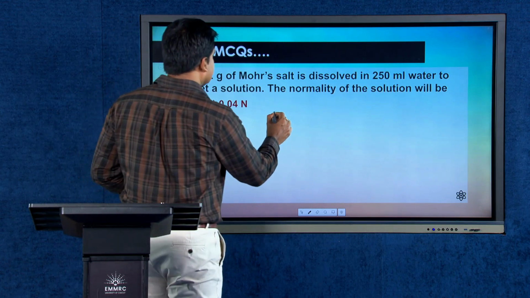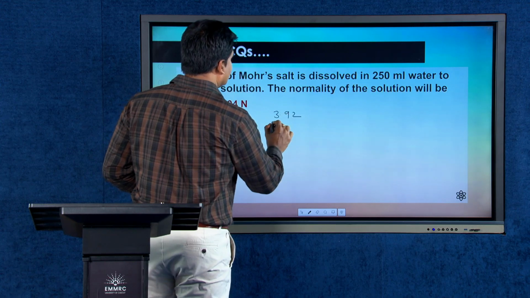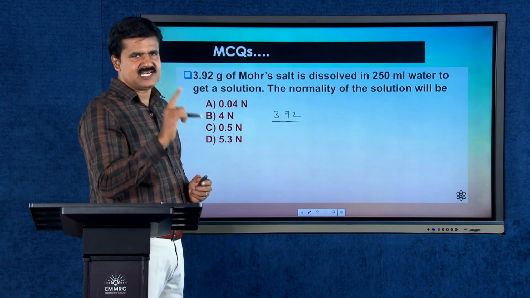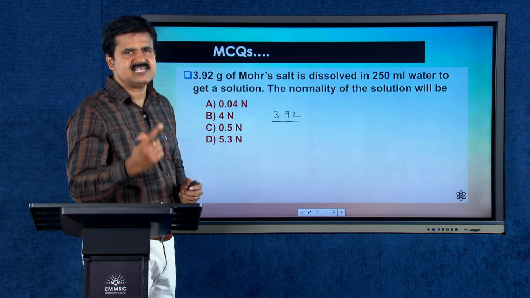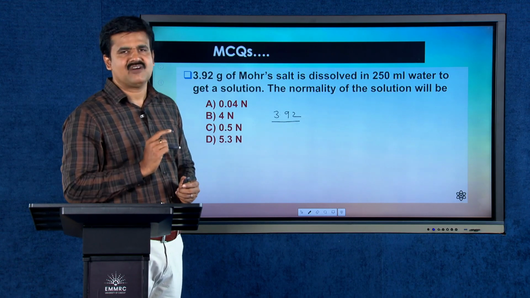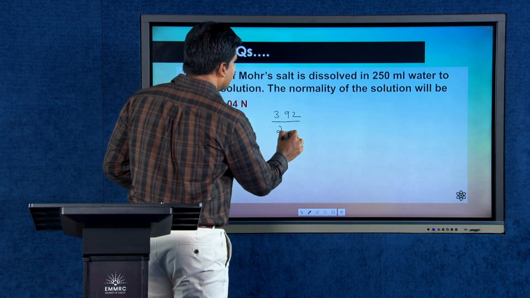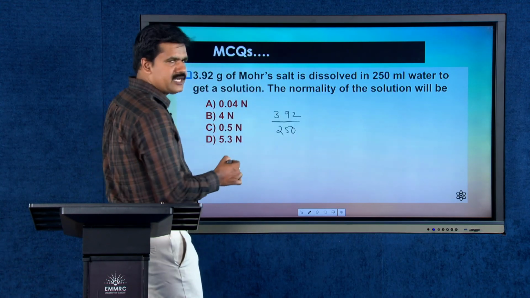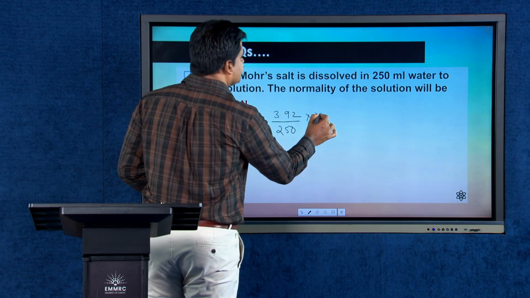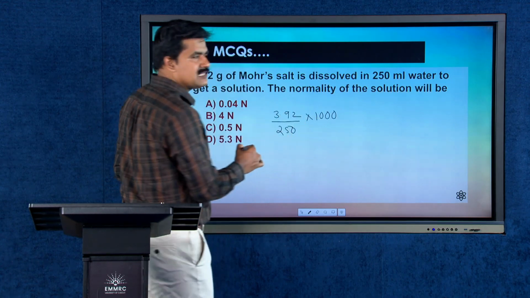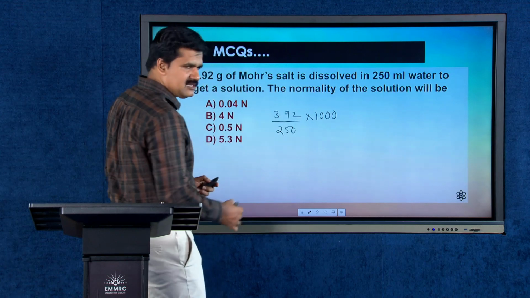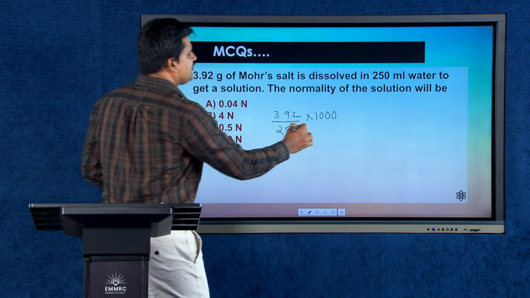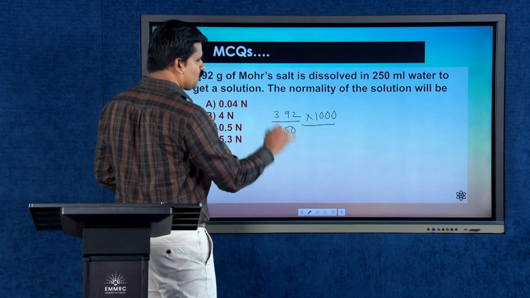So, 3.92 divided by 250, that means in 250 ml you are having 3.92 gram. Then what will be the weight per liter? In order to get the weight per liter, liter means 1000 ml, you have to just multiply with 1000. This is the weight per liter. This weight per liter is divided by the equivalent weight.